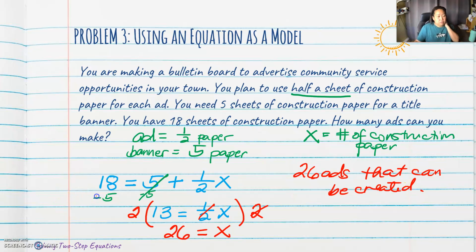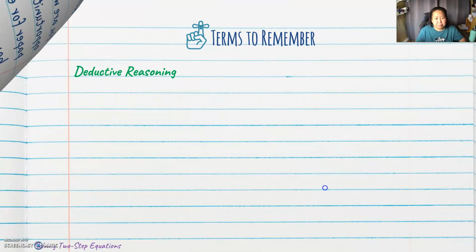So remember, you had a total of 18 pieces of paper. 5 of them got used for the title banner, and the remaining 13 papers, you cut them all into 2, and so that will give us a total of 26 ads, okay?